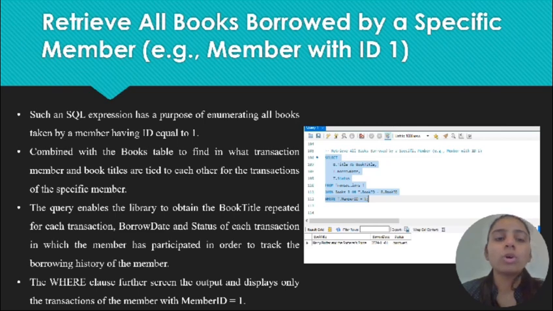Retrieve all books borrowed by a specific member, for example, member with ID 1. The SQL expression has the purpose of listing all books taken by a member having ID equal to 1. The query enables the library to obtain the book title for each transaction, the borrow date and the status of each transaction in order to track the borrowing history of the member. The where clause further filters the output and displays only the transactions of the member whose member ID is equal to 1.